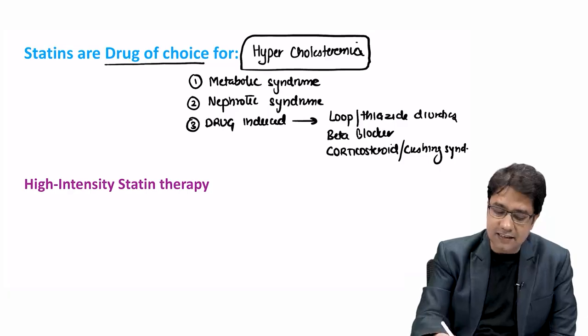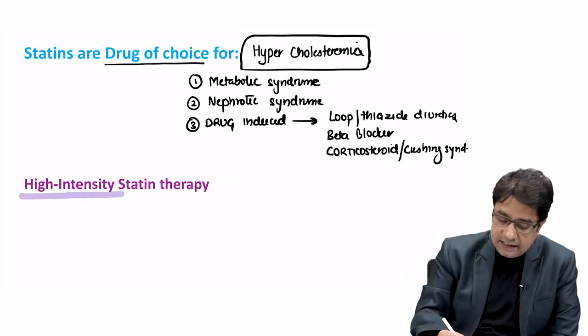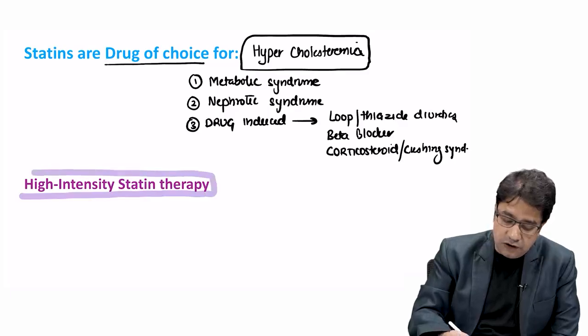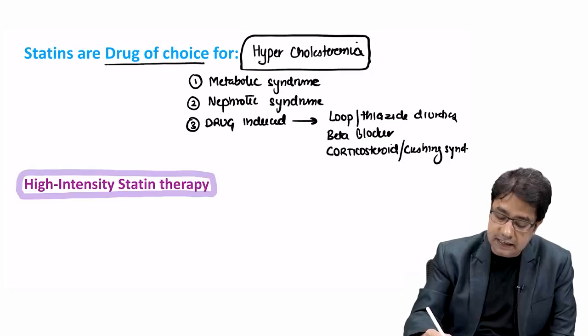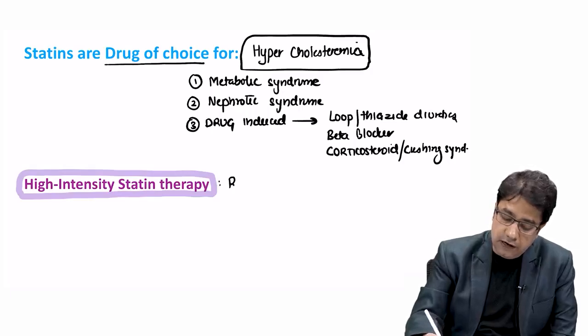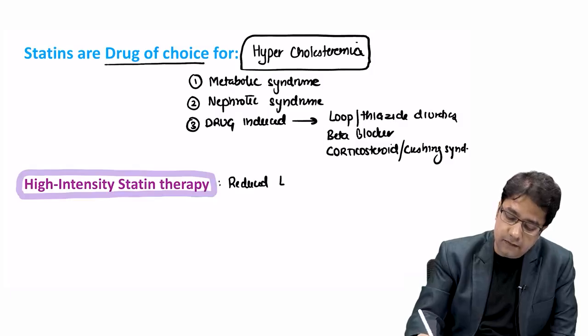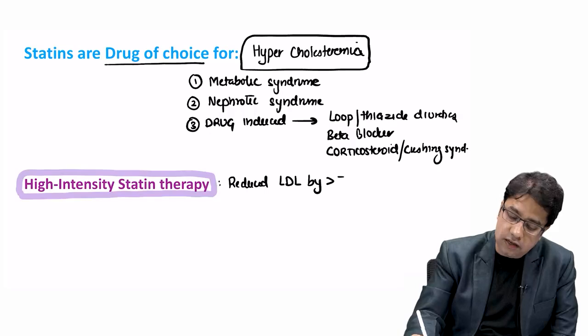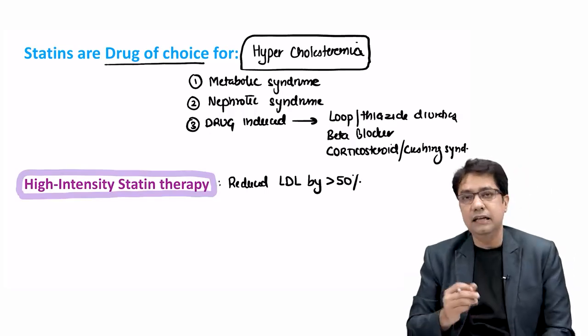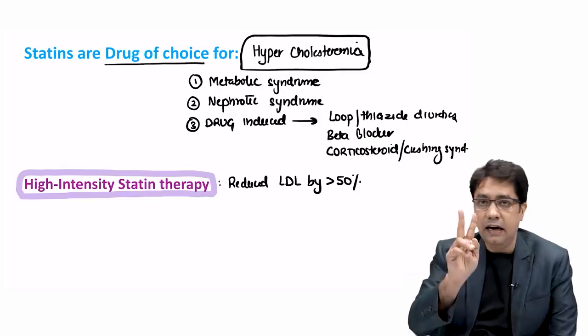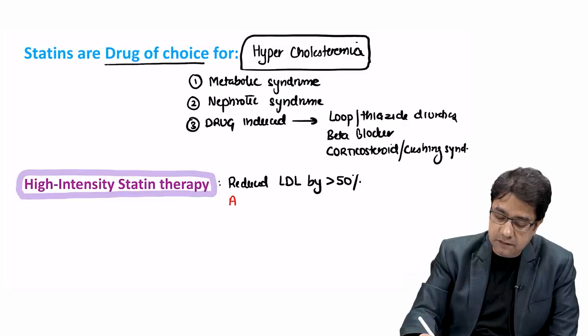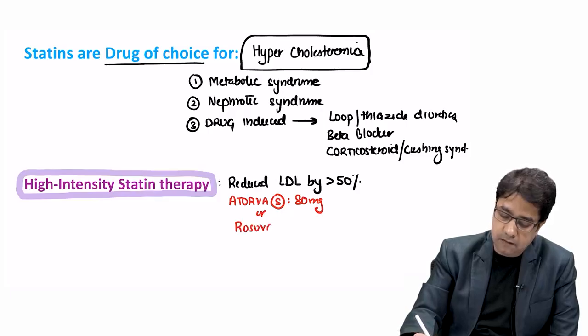Now, we just discussed a word known as high intensity statin therapy. So, let's recall, what do you mean by high intensity statin therapy? When we want to reduce blood LDL level by more than 50%, then it is known as high intensity statin therapy, and two statins are approved for this condition. One is atorvastatin in the dose of 80 mg or rosuvastatin in the dose of 40 mg.